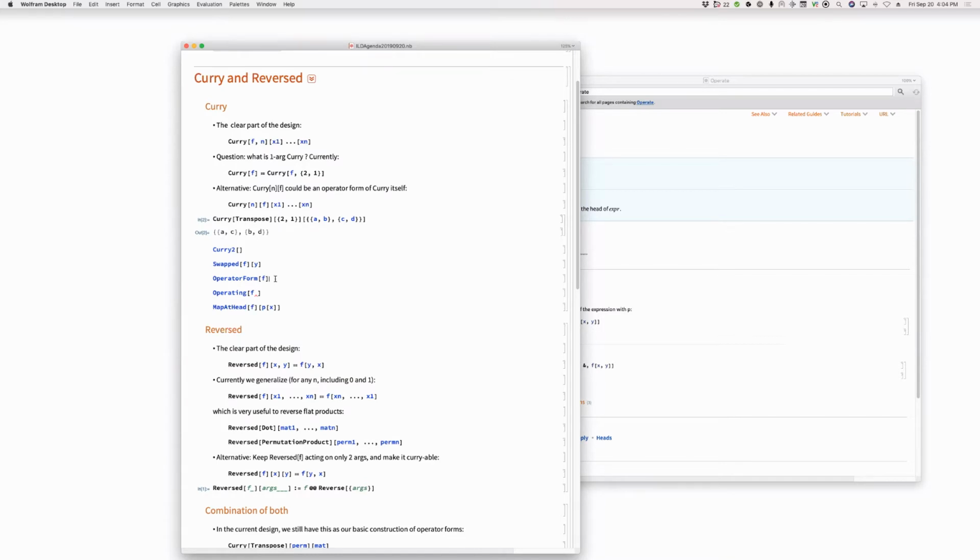I don't really like the word form there. Yeah, it's unfortunate. What else could we do? What other ending for operate could we have?